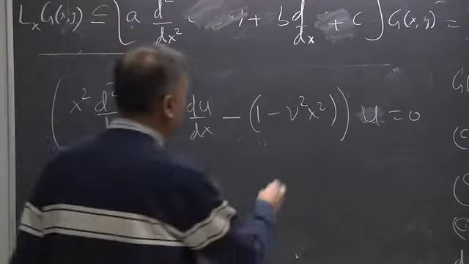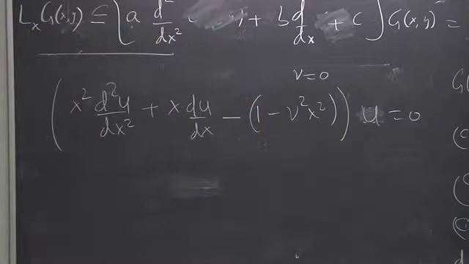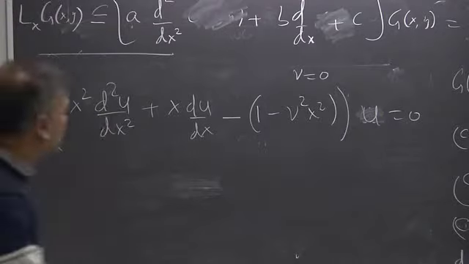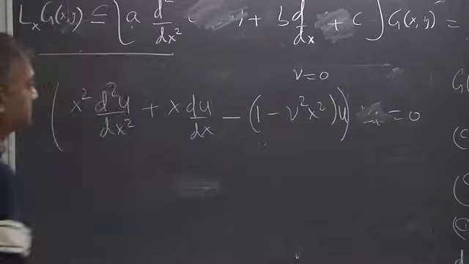So first, let me set nu equal to 0. Then you see what is the property of this equation. Sorry, there is a u already. So u I should put inside here. I put u there already.